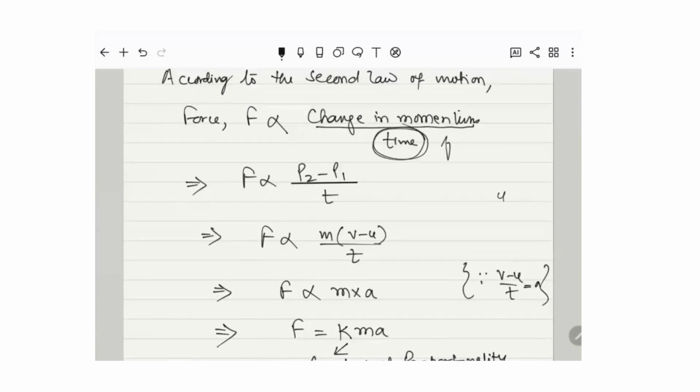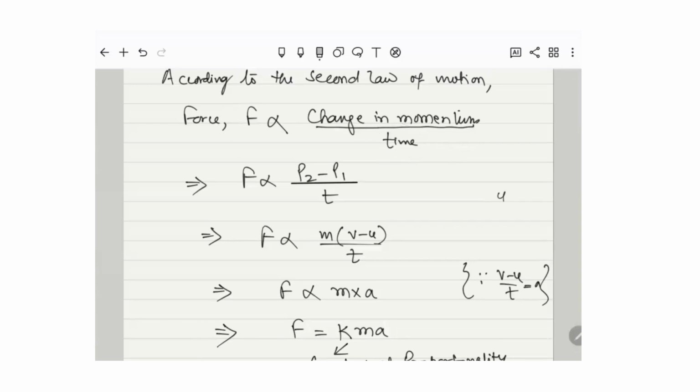If we increase the time, the force which we are applying to stop the ball will be decreased. Is that clear? Right? Because force is inversely proportional to time. If time is increased, force will decrease. So by pushing the hands in the backward direction, he's actually increasing the time. And since time is increased, force applied is less. Are you getting that? Okay.